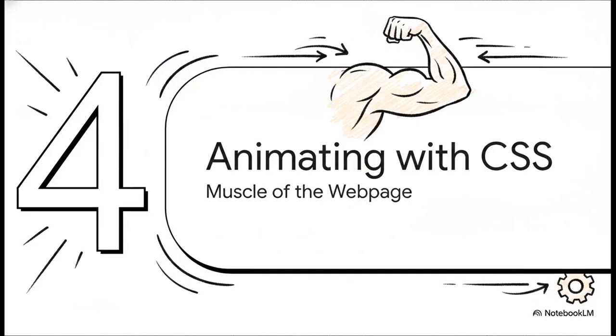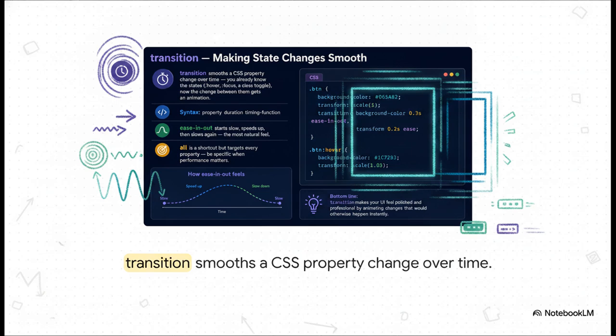Okay, section 4, animating with CSS, the muscle of the web page. If JavaScript is the brain and the nervous system, well, CSS is the muscle. Look at how a simple transition property elevates the user interface. By adding a transition duration and a timing function like ease-in-out, a button hover goes from feeling clunky and instantaneous to polished and professional. The transition smooths out that CSS property change over time, giving your interface this deeply satisfying, tactile feel.